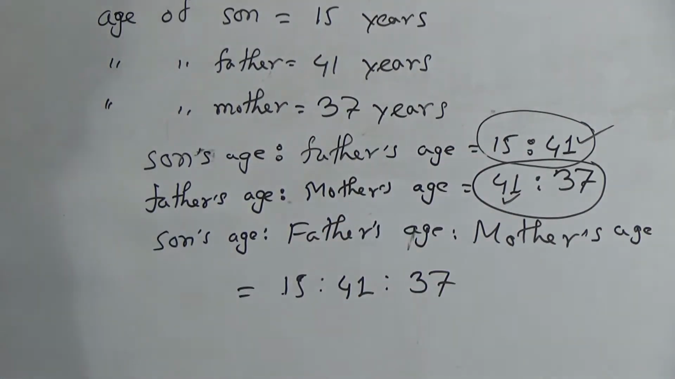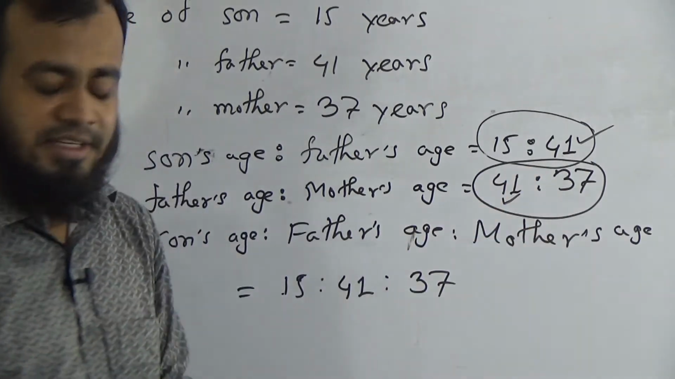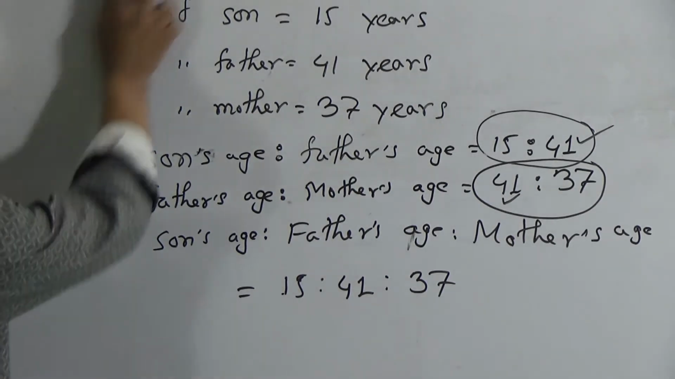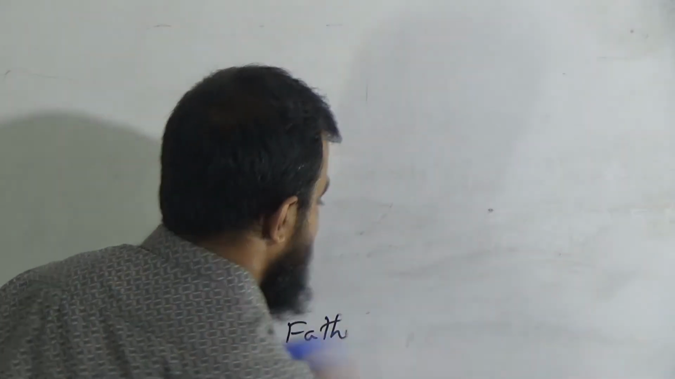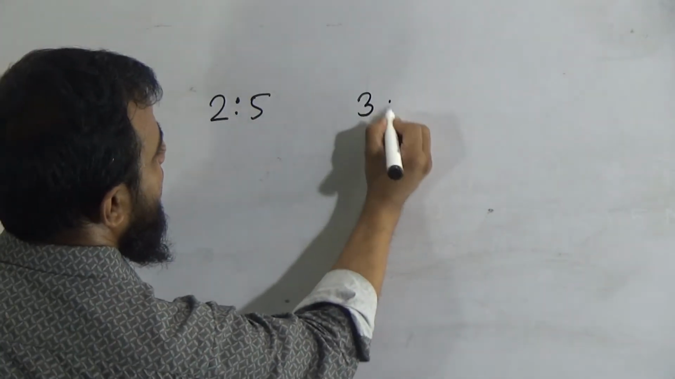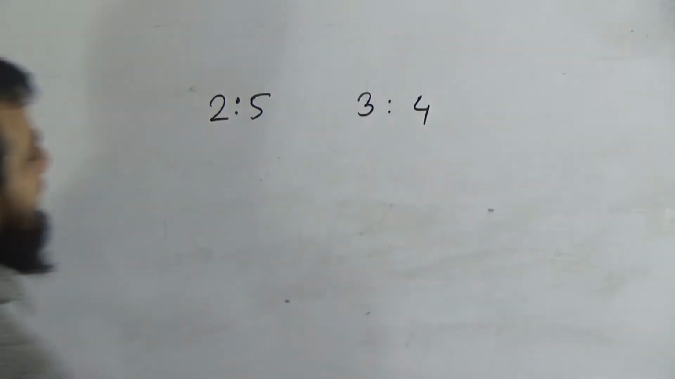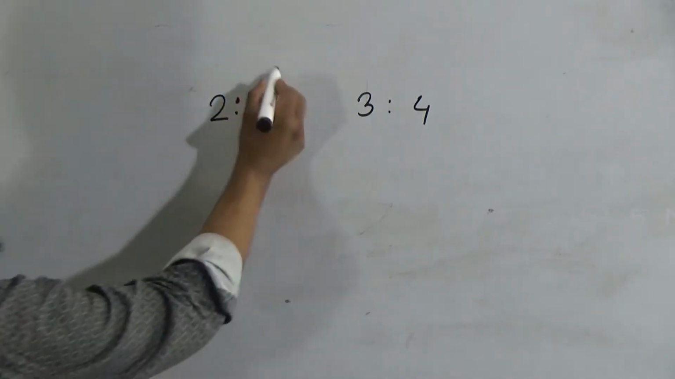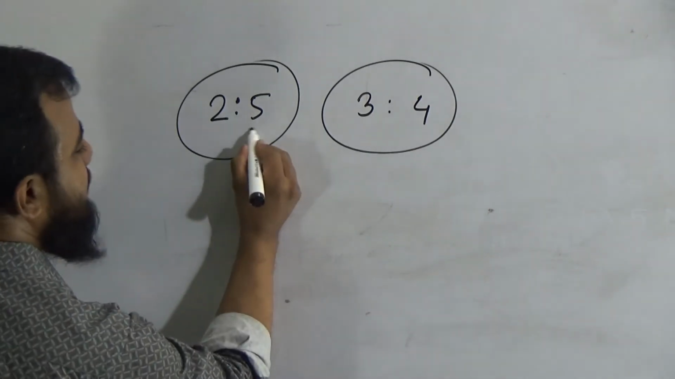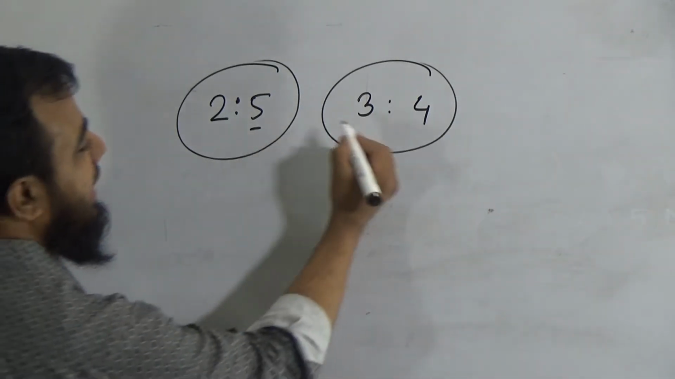And if the subsequent and the antecedent of the given two ratios are not equal to each other, then we can also convert them into a successive ratio. How? Look, students, suppose two ratios are given: 2 is to 5 and another ratio 3 is to 4. This is our first ratio, this is our second ratio. The first ratio's subsequent is 5 and the second ratio's antecedent is 3.